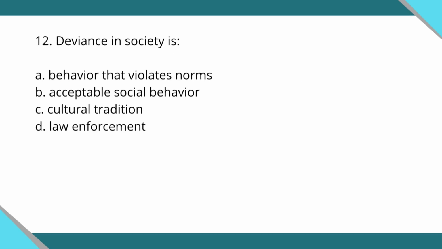Question number 12. Deviance in society is letter A, behavior that violates norms. Letter B, acceptable social behavior. Letter C, cultural tradition. Letter D, law enforcement.